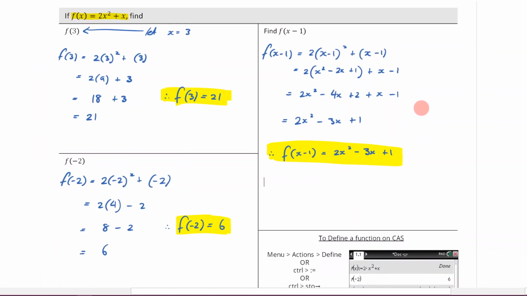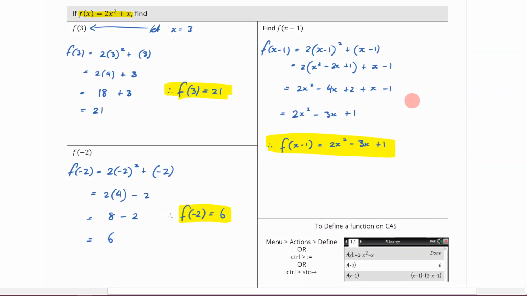Okay, so what we're going to go through in the next part is a very important skill, and we're going to be learning how we can do this using our CAS calculator, which is extremely important. I can't overemphasize how important it is. So I'll see you in that next part.